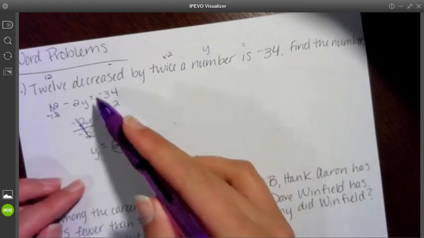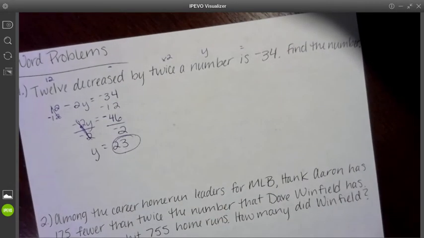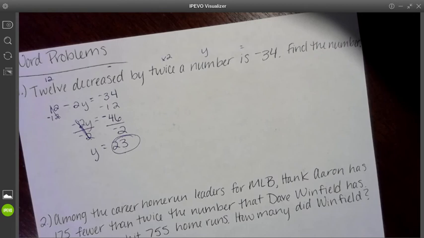And you can plug 23 in and check that. You want to do that right now? Go ahead. Maybe I'm wrong. If I am wrong, shoot me a quick email. Okay.